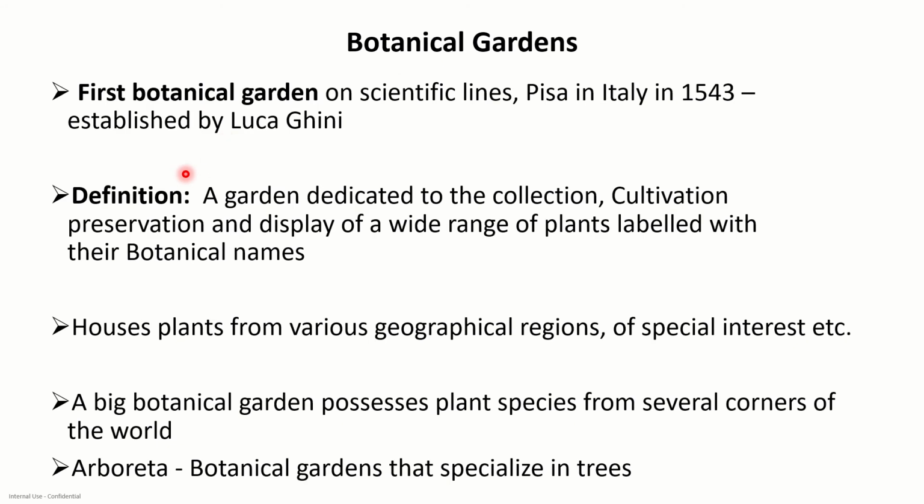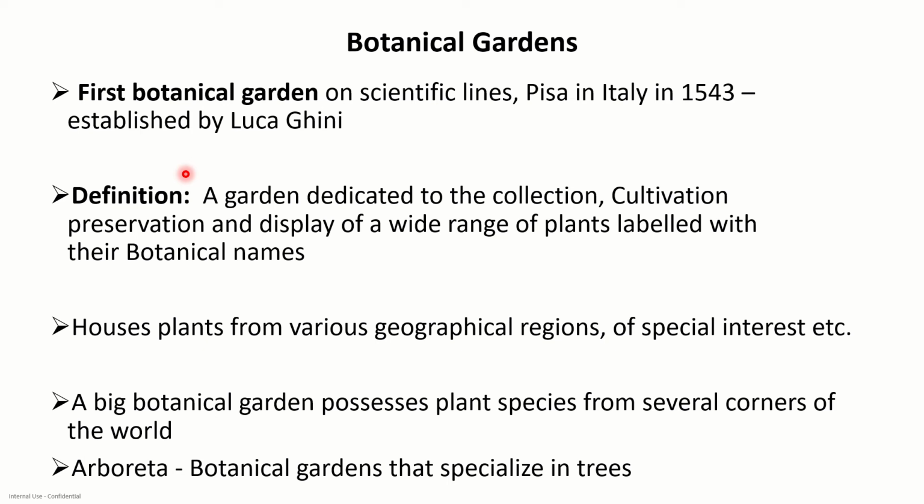So let's come to botanical gardens. The first botanical garden on scientific lines was established in Pisa in Italy, in Europe, in the year 1943 by Lalbagh.